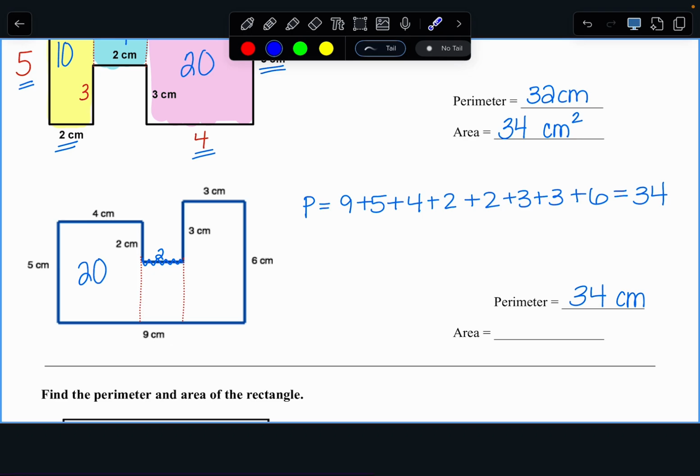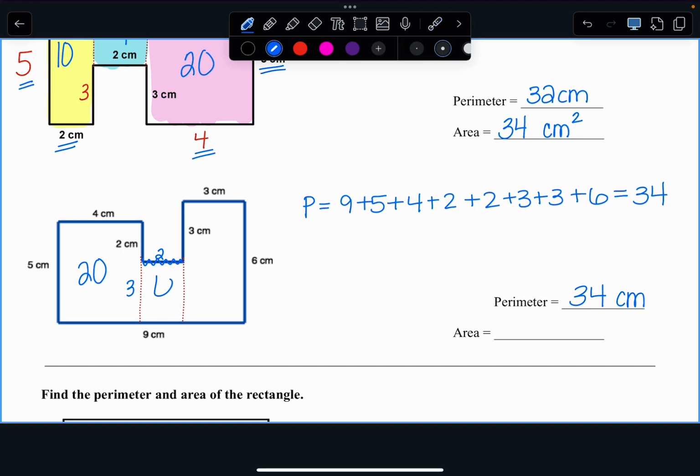Well, if 2 and 3, like the top one's above number 2. Look at here. The long segment's 5, a piece of that is 2, so this has to be 3. Okay, so what would the area of this segment be?